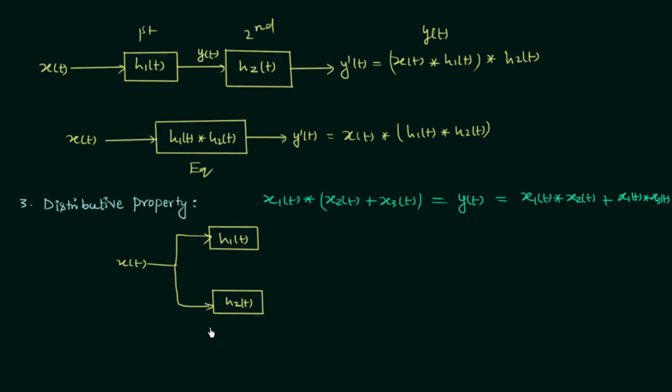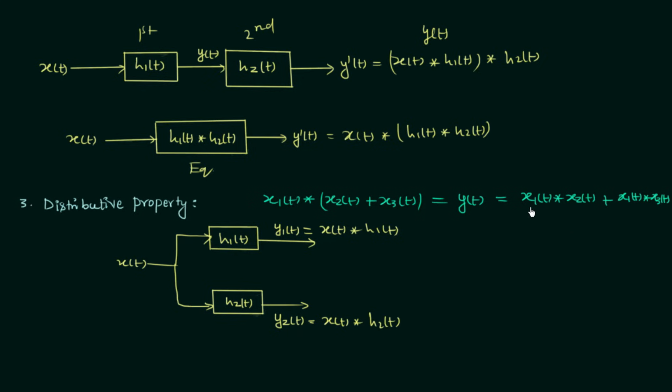So signal x(t) is there, which is the input to the first system, and it is also the input to the second system. Now the output of the first system is, let's say, y1(t), and it is equal to x(t) convolved with h1(t), and the output of the second system is, let's say, y2(t), and it is equal to x(t) convolved with h2(t).